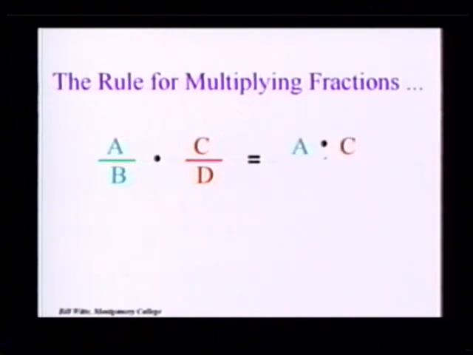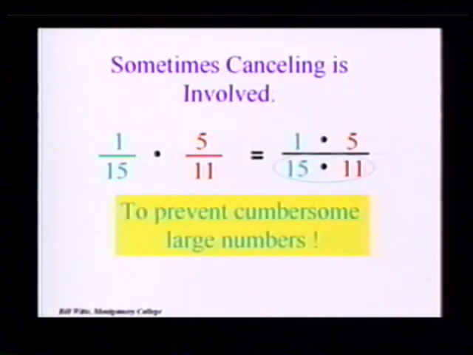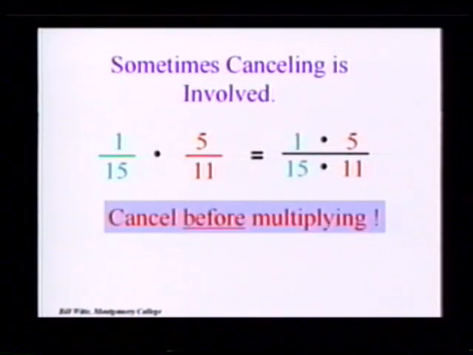It's A times C over B times D. For instance, let's just multiply 1 times 5 over 15 times 11. Now remember what I reminded you to do last time. Rather than multiply these large numbers, if we can... wait a minute. That gives me an idea.